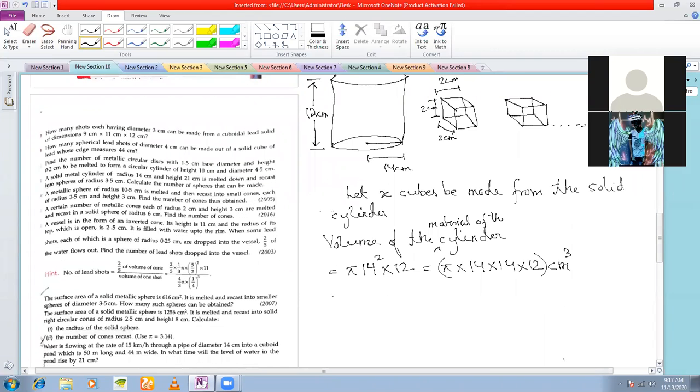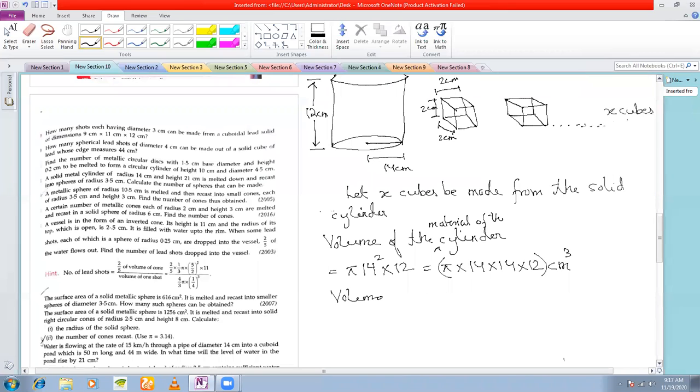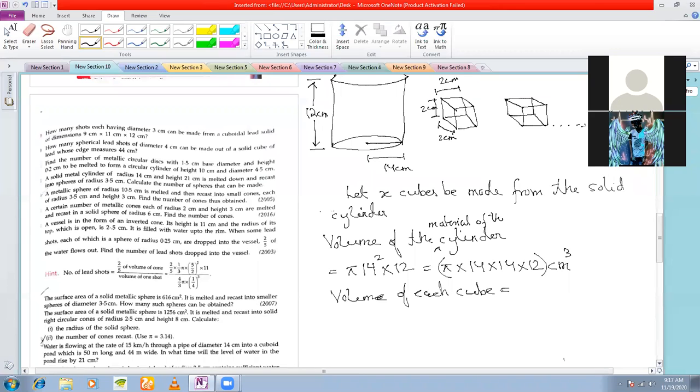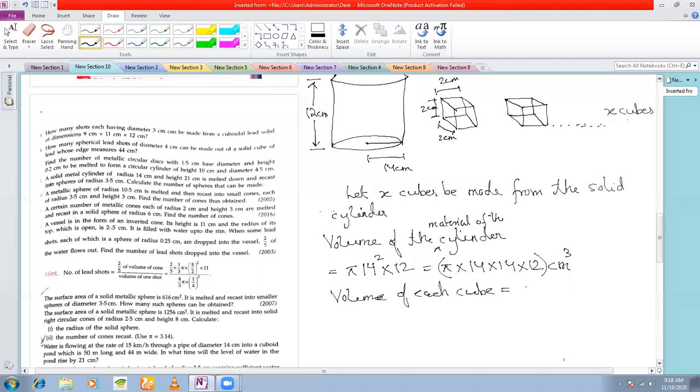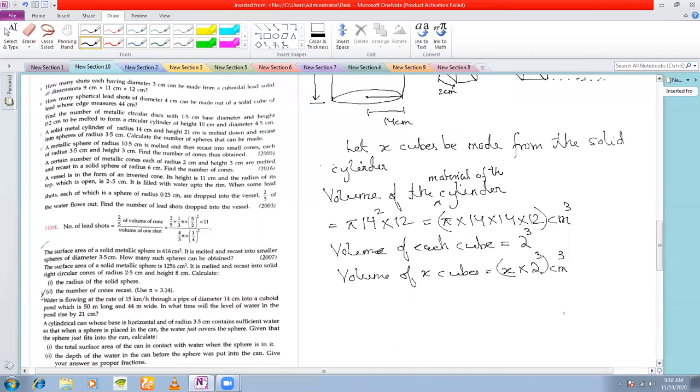If x cubes are made, what is the volume of one cube? Each cube has edge 2 centimeter, so the volume of each cube is 2 cube. So the volume of x cubes must be how much? X into 2 cube, centimeter cube. This is the volume of x cubes. Because no material is wasted, the volume of the cylinder must be equal to the volume of x number of cubes that you are making.